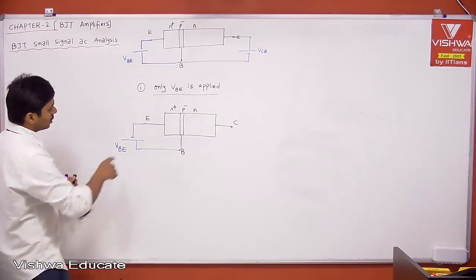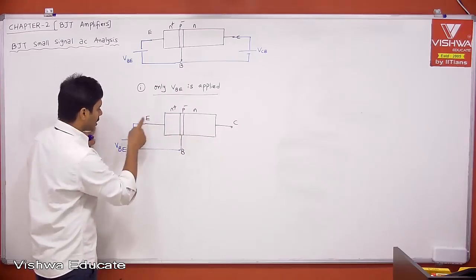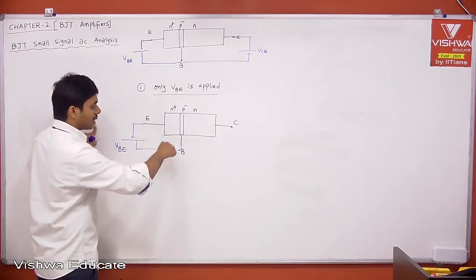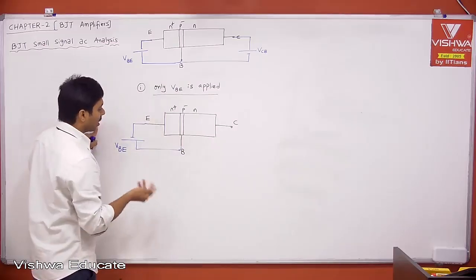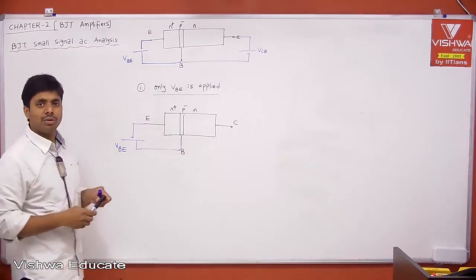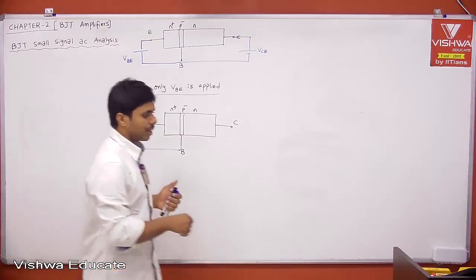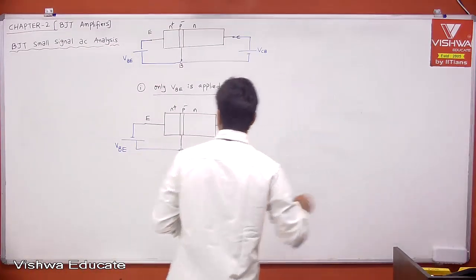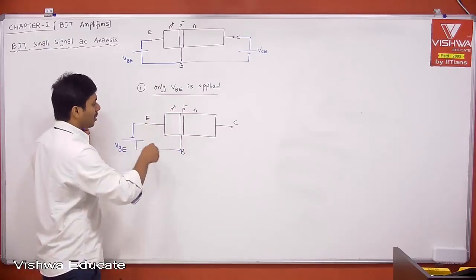Now, we know that this is nothing but a PN junction diode. P is connected to positive, N is connected to negative, therefore you will see the current. Instead of explaining through current, let me explain through electron flow. Let us say 100 electrons are entering into the PN junction diode. You will get loop current because this is a forward bias PN junction diode.